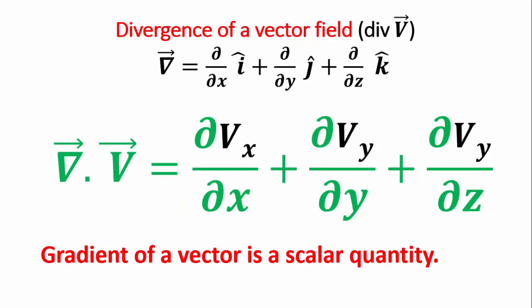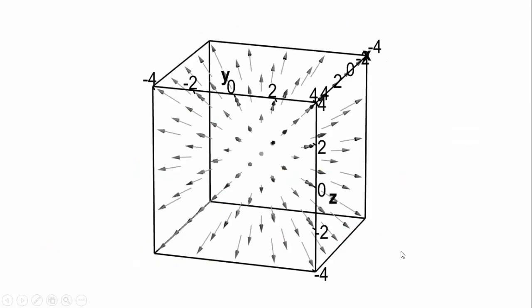Divergence of a vector field. Here again, the del bar plays a key role, but for divergence, that is del bar dot V bar. So it is a scalar product. And what is the resultant? Resultant is in front of you. Since there is no i cap, j cap, k cap, you can easily see that the gradient of a vector is a scalar quantity. Sorry, divergence, here it should be a divergence of a vector is a scalar quantity.